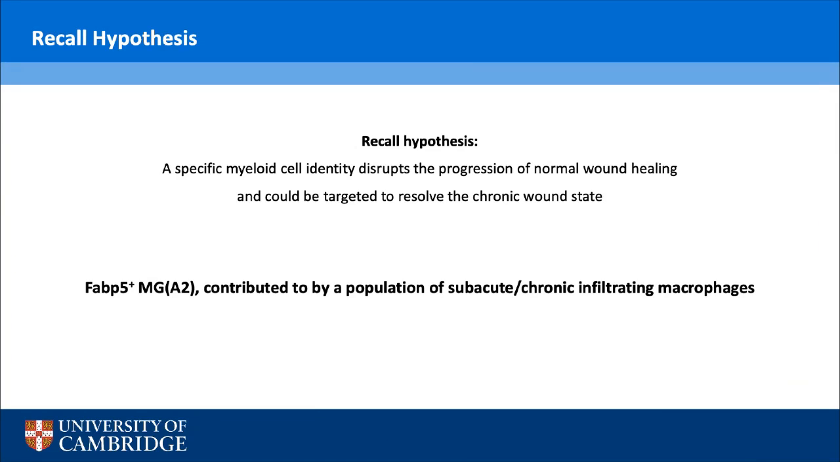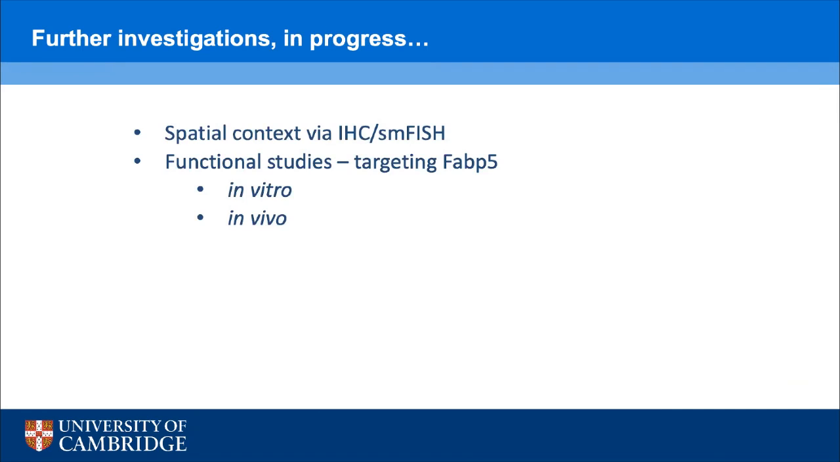To summarize, we believe that the Fabp5 positive cluster A2 cells, which are contributed to by both microglia and a population of subacute and chronic infiltrating macrophages, may disrupt the progression of normal wound healing after spinal cord injury. As I mentioned, this all requires further investigation. Some of the things that we're working on are providing some spatial context using immunohistochemistry and SM FISH. Other things that we're working on are functional studies, which are going to be really important to understand the actual role here of Fabp5.